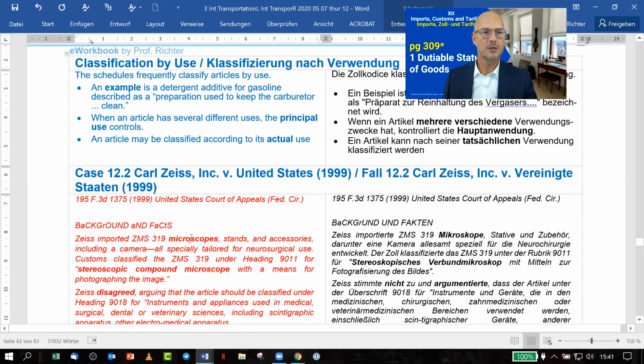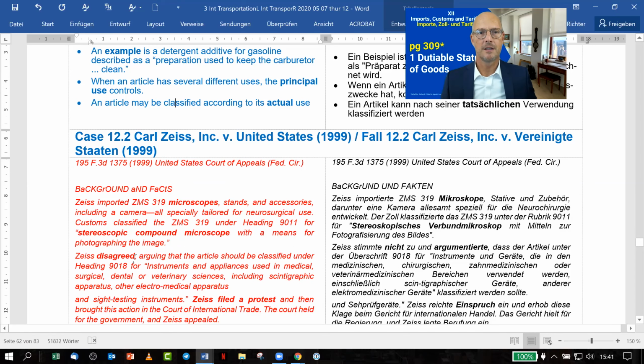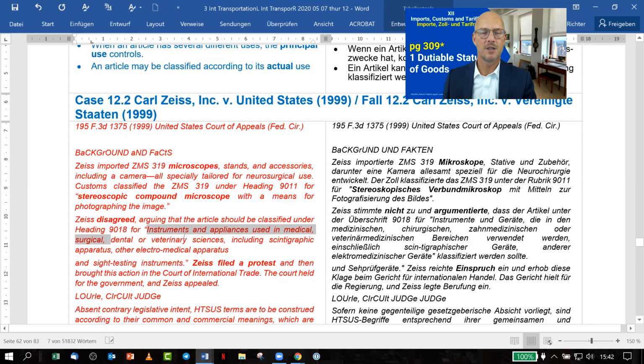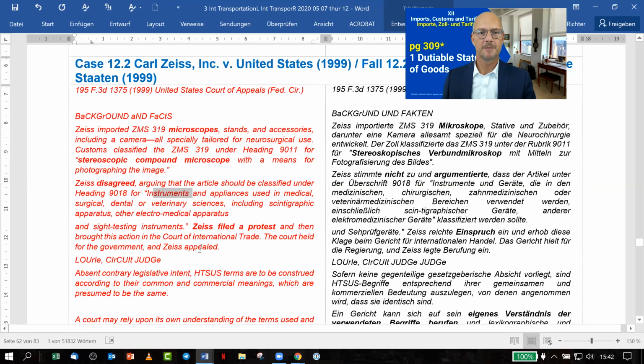And we have here a microscope in this case of Carl Zeiss, and they were suing. They had a real argument here about where this microscope should be classified. They said stereoscopic compound microscope, or what did they say? Instruments and appliances used in medical surgery, right? So it can be a microscope, or it can also be an instrument. So they filed a protest.